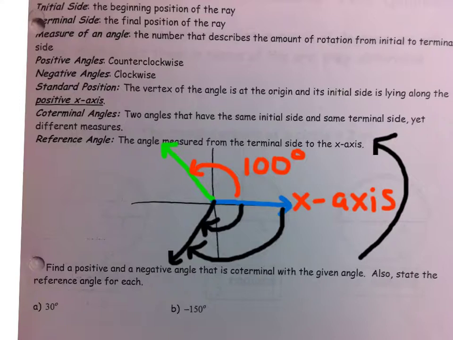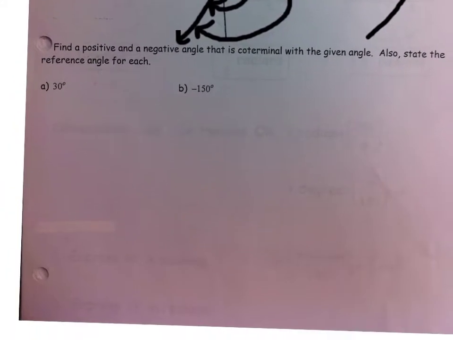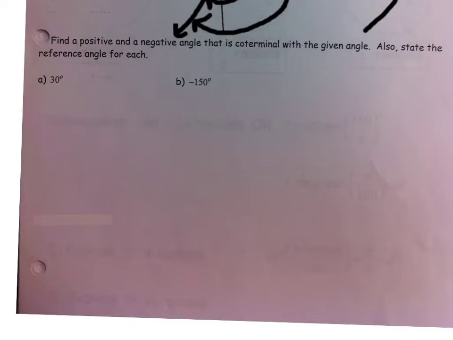Okay, the next thing we're going to talk about right now is coterminal angles and reference angles, as well as putting an angle in standard position. So I'm going to move this up just a little bit. We're going to start with the reference angle for coterminal angles. So if I start drawing down here, and I want to draw a 30-degree angle.